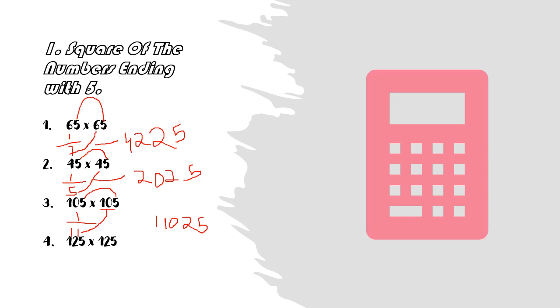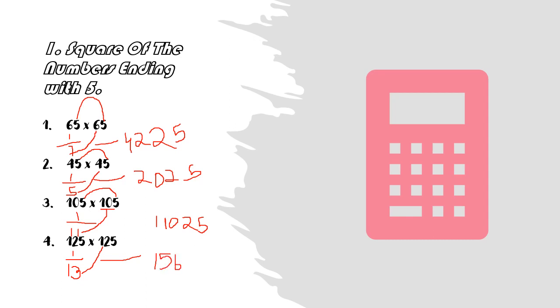And what is the next one? 125. What are you going to do? Just add 1 to it. You are going to get 13, right? What you are going to do in the next step is 13 into 12, okay? 13 into 12, what is the answer? 156.